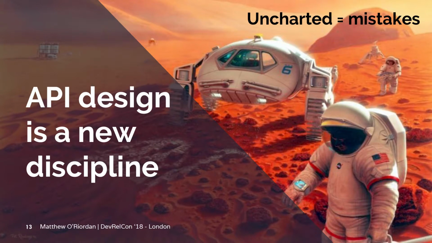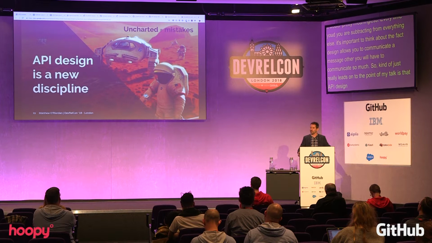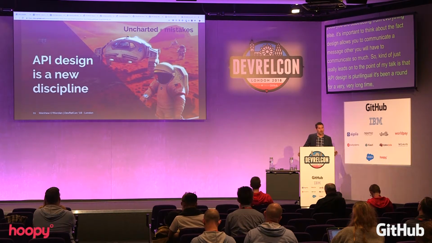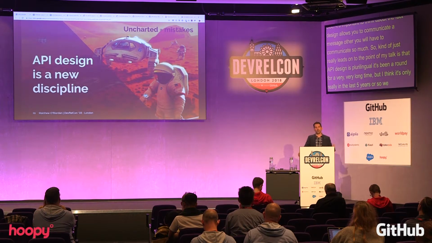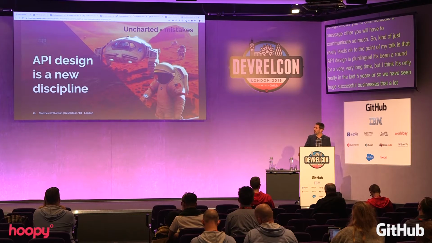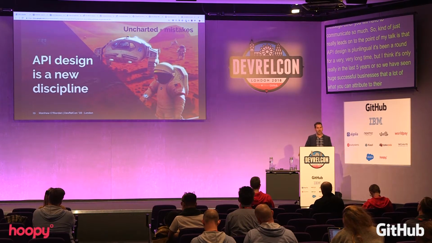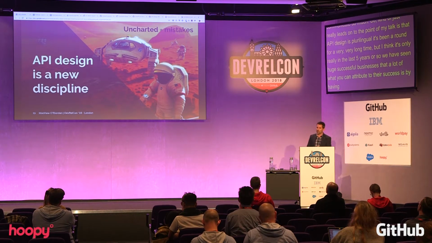So, this really leads on to the point of my talk, that API design is a new discipline. I mean, let's not kid ourselves. APIs have been around for a very, very long time. But I think it's only really in the last 5 years or so that we've seen huge successful businesses where a lot of what you can attribute to their success is having amazing APIs, having good developer relations, having a good developer experience. They value developers.